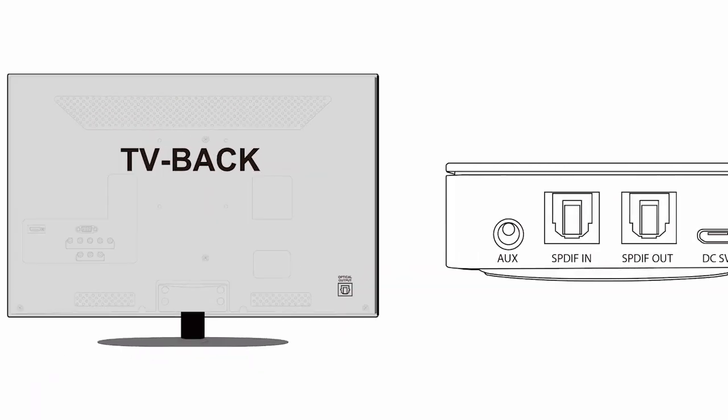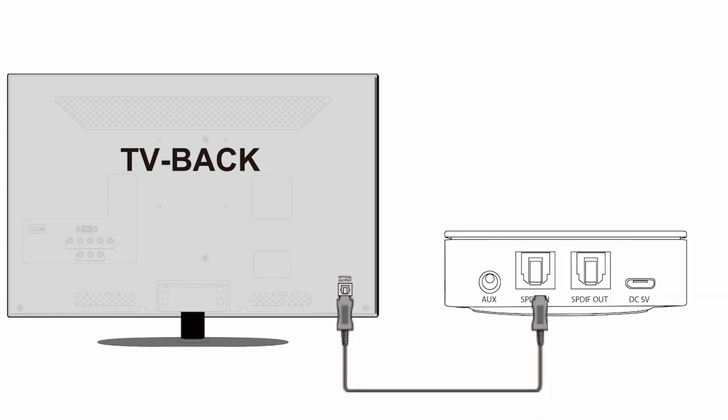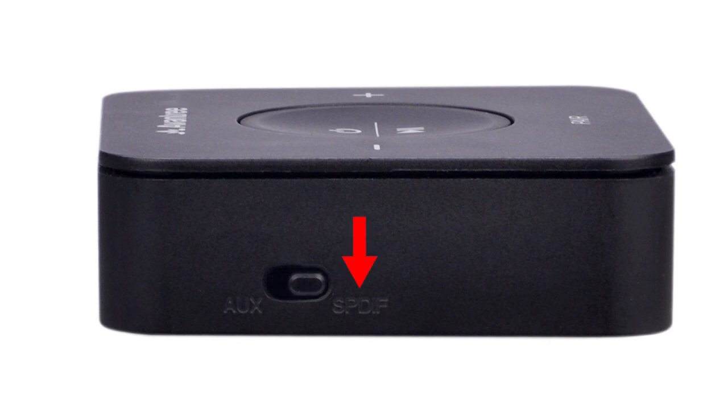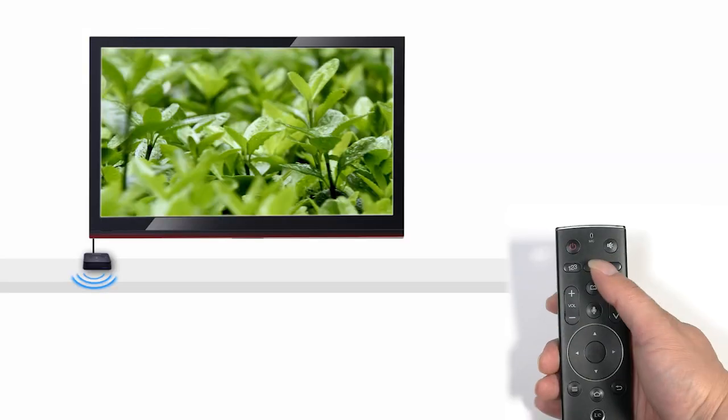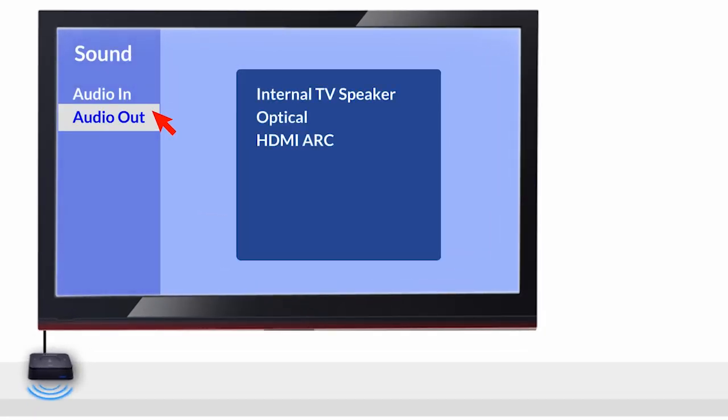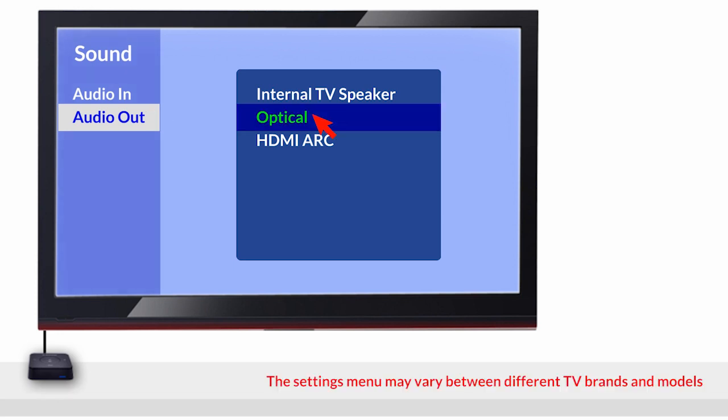If you have this option, simply connect the TC417 to your TV using the optical cable we provided. Then flip the switch to SPDIF. Now you should be able to hear your TV through your headphones. If not, check your TV settings to make sure your audio out is set to digital audio out or external speaker, and that your TV audio format is set to PCM.